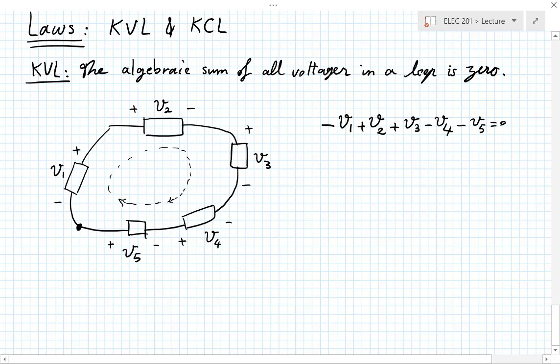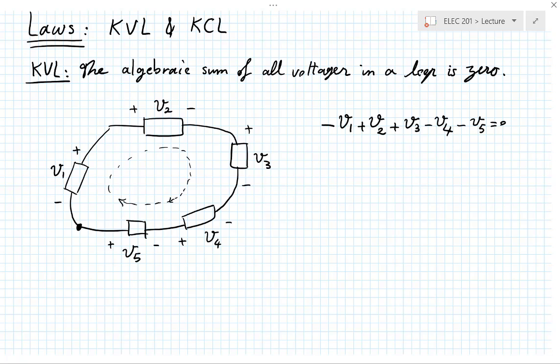So again, what I did is, as I started from one point and went around the loop, every time I came across an element, I looked at whether I hit its negative side first, in which case I put a minus sign next to the voltage in that element. If I hit the element's plus side first, I put a plus in front of it, and set up a sum like this.